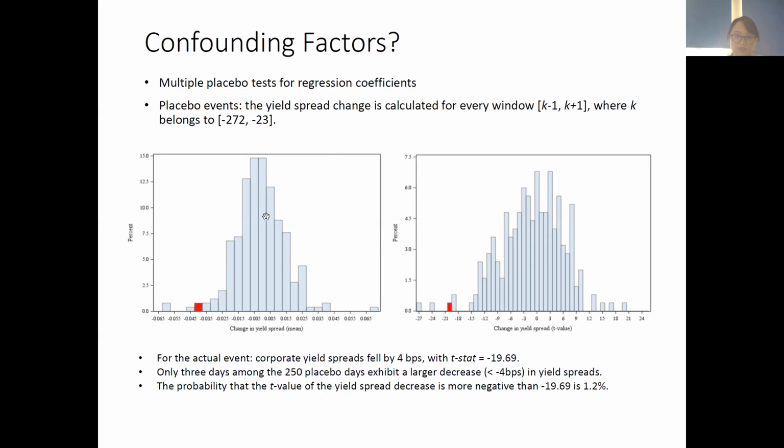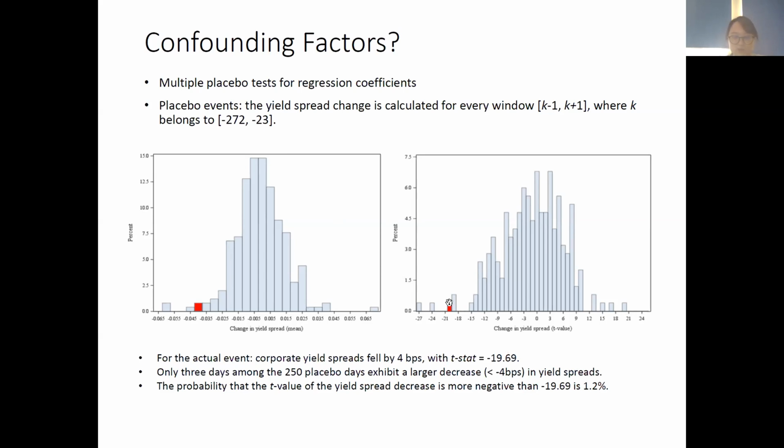And then we calculate the yield spread change for those 1 year placebo events. And we look at the actual yield spread decrease for the actual announcement. Where does it lie among the placebo events? Alternatively, you can also view it as a bootstrapping way of calculating the distribution of our announcement events. The left-hand side figure shows the distribution of the change in yield spread for the placebo events. We can see for our actual event, there is a yield spread decrease of 4 basis points. And there are only 3 placebo days among those 250 placebo days that have a larger decrease in yield spread.